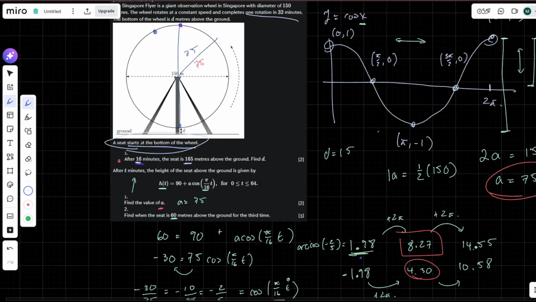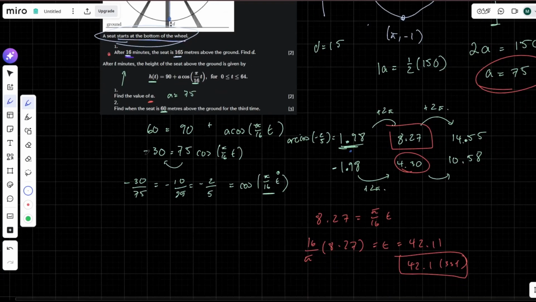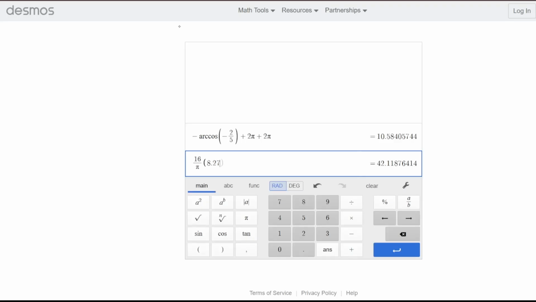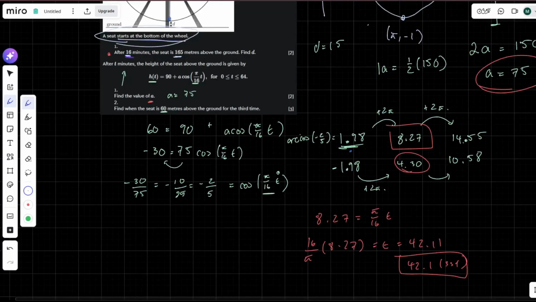I'm confident of that. And then finally, we need to look back over this. So 60 equals 90 plus A cosine pi over 16t. Make sure I've copied that down correctly. Yeah. A was 75. Okay, we subtract 90 from 60. That does give us negative 30. Negative 30 divided by 75. Take away 3. Yes. Take away 5. Yes. Get it in the calculator. Yes. I think this is all valid. Okay. So we have our solutions there.